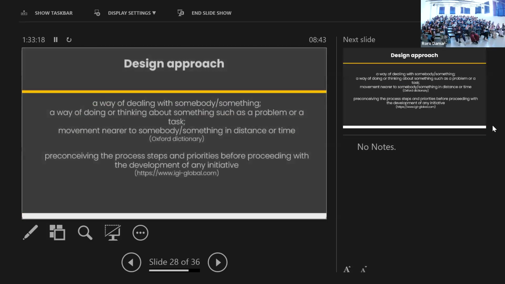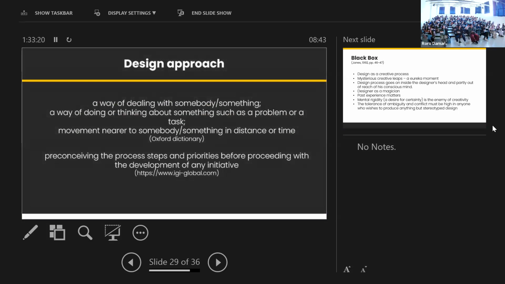What is approach? A way of dealing with somebody or something, a way of doing or thinking about something such as a problem or a task, movement nearer to somebody or something in distance or time. Preconceiving the process, steps, and priorities before proceeding with the development of any initiative. So approach means the view, the glasses that you use when you see something.